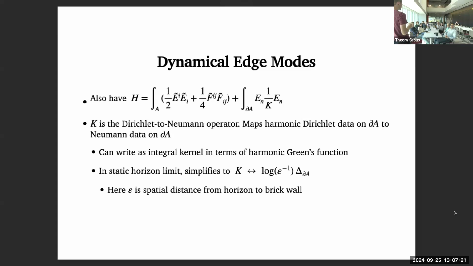Generically it's some strange non-local operator. It's pseudo-differential rather than differential. But we showed that in the horizon limit, the limit of your brick wall hugging your horizon very closely, this operator simplifies to a multiple of the Laplacian on the boundary of your Cauchy space, where epsilon is the distance between the brick wall and the bifurcation surface of the horizon.